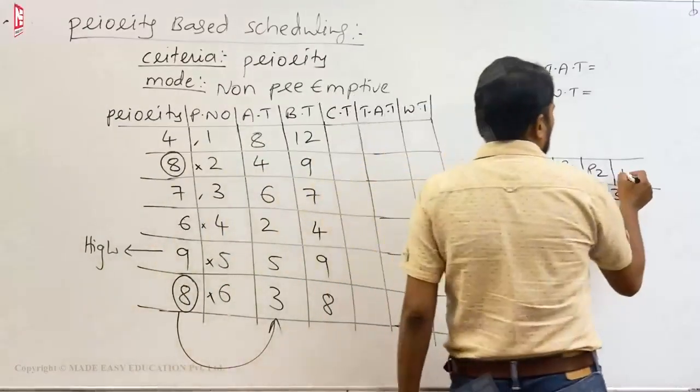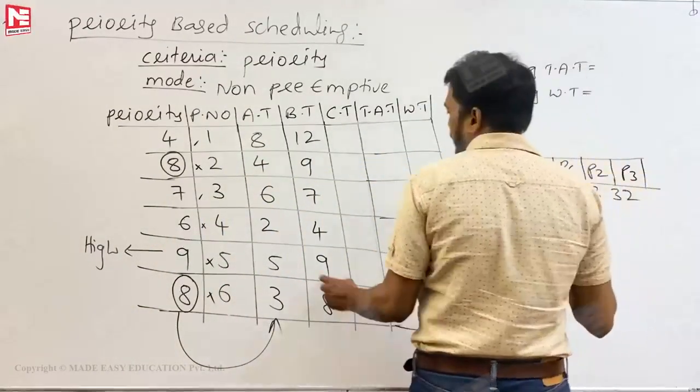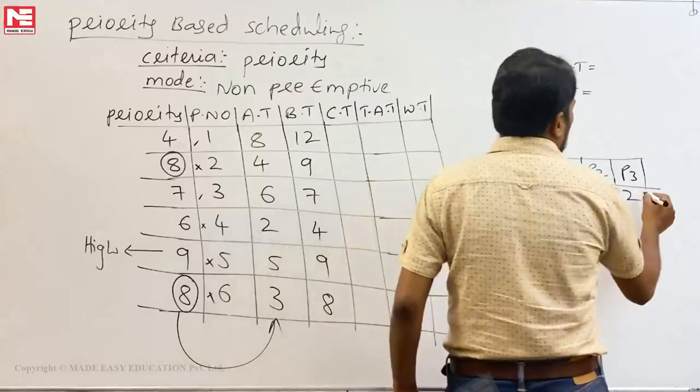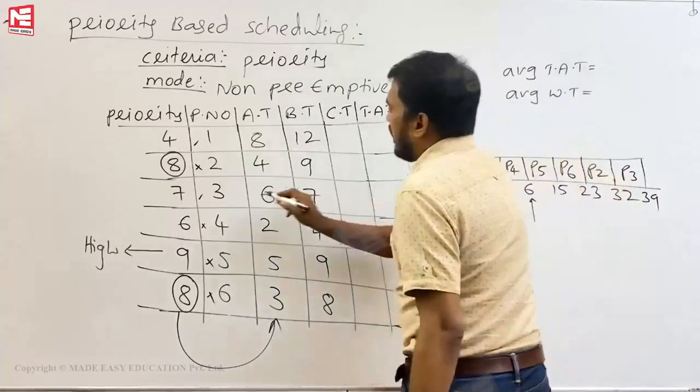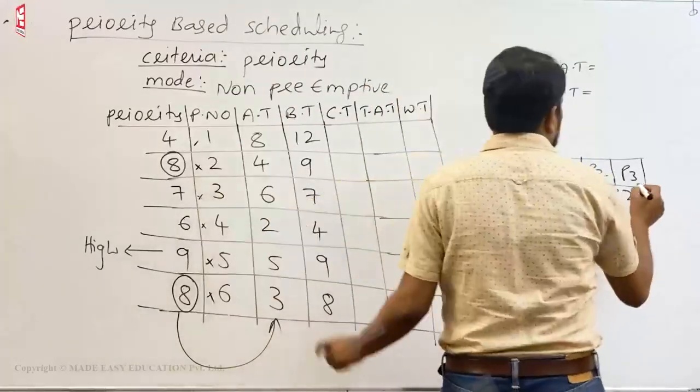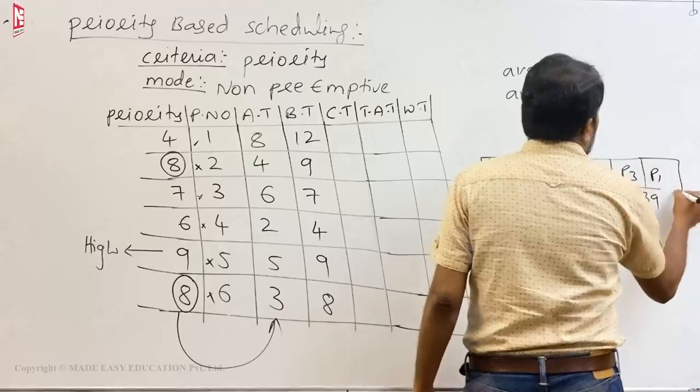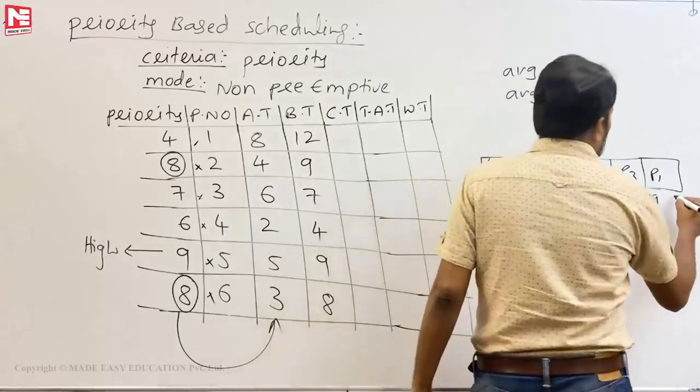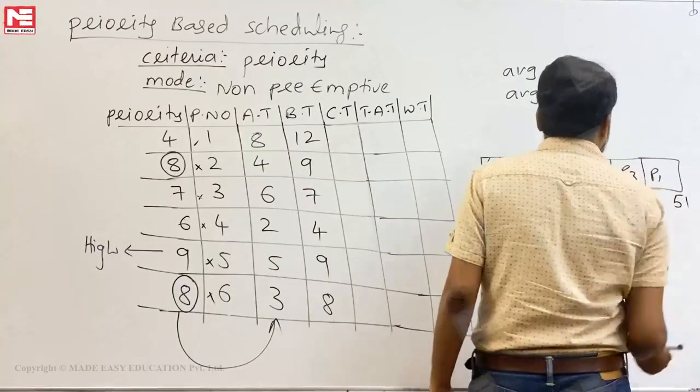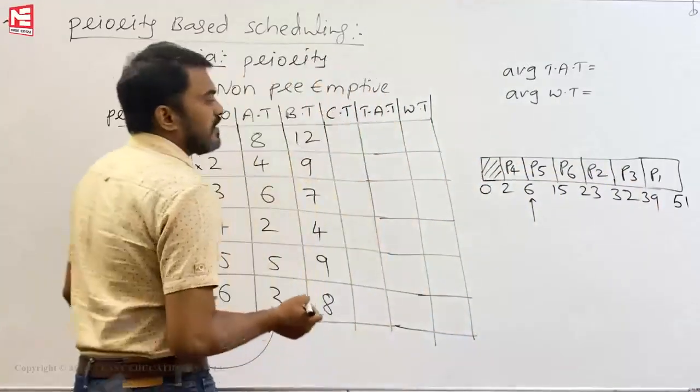So take out the P3 next. Next high priority P3. P3 requires how much here? 7. So 39. And the last one is your P1. Understand here, last one is P1 and P1 requires 12. So that is 51. Okay, 51. So is that correct for everyone?